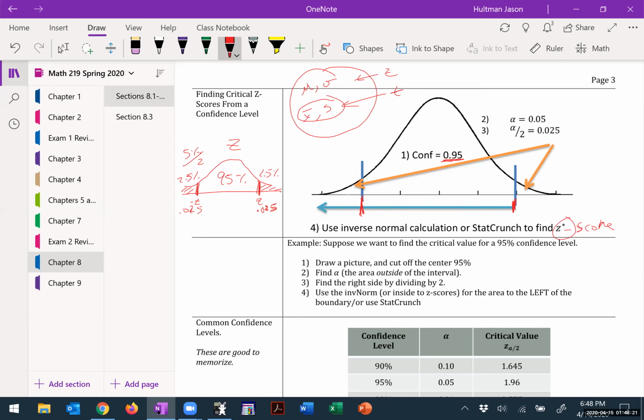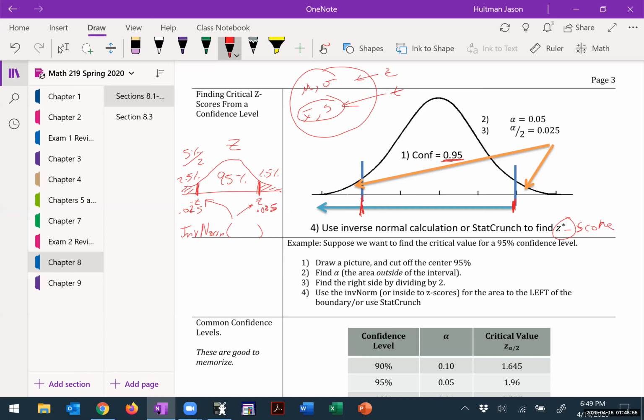Okay, so what I can do is use the inverse function on either StatCrunch or the calculator, inverse norm, to get me my z-score, right? We're going from probability to z-score. Can't write today. Can't write any day. Okay. Inverse norm.